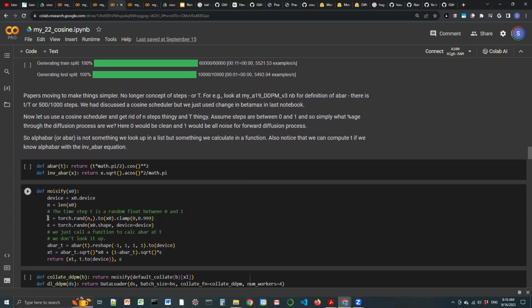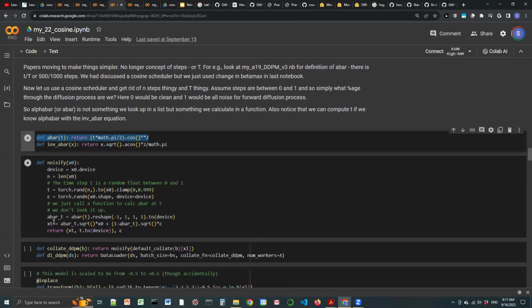The only difference is that small t just becomes a random float between 0 and 0.999. So again, if you think about it, it's nothing but some value that you choose among 1,000 values. But you calculate alpha bar as just a function. You just use the definition of alpha bar shown here. And because a cosine function is used here, that's why this is a cosine schedule.